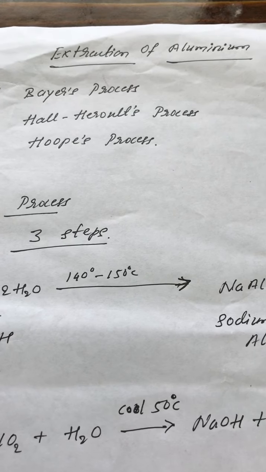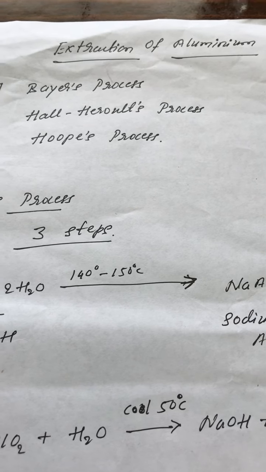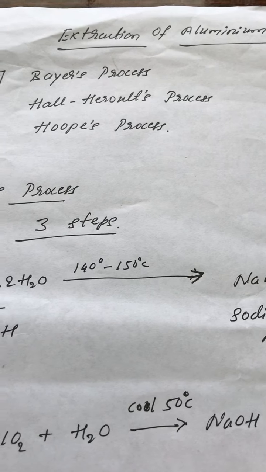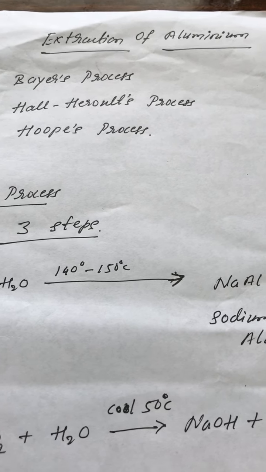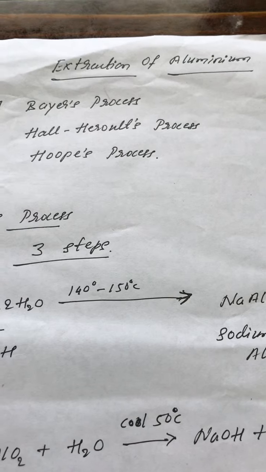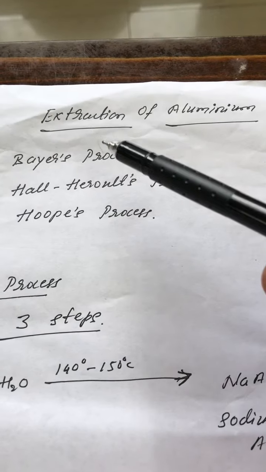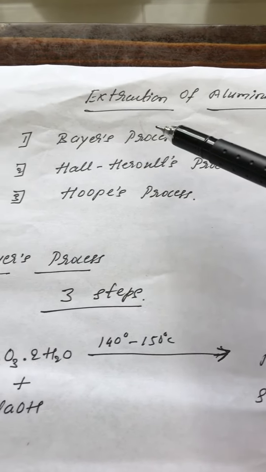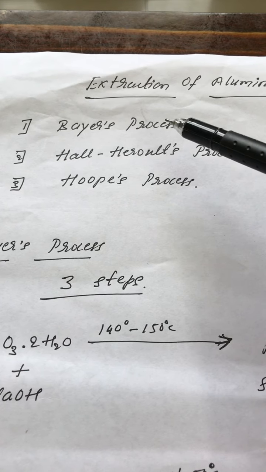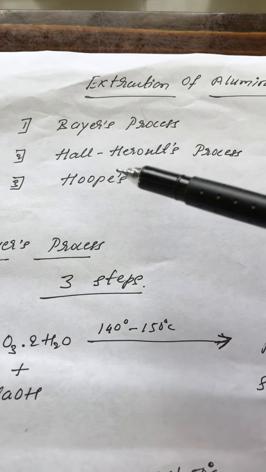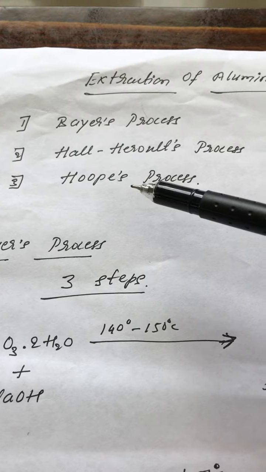Hi everyone. Today I am going to explain the remaining 2 sections of metallurgy, that is 7C and 7D. In section 7C, today we will learn about extraction of aluminium by 3 different methods, that is Bayer's process, Hall-Héroult process and Hoop's process.